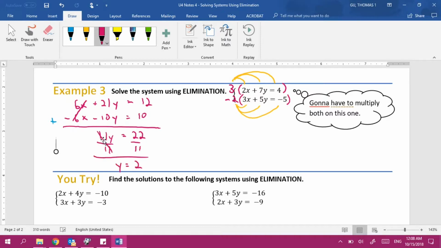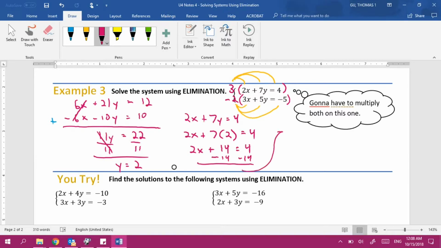And now let's plug this back into one of our original equations to solve for x. So let's do the first one. 2x plus 7y equals 4. Instead of y, I'm going to put 2. So 2x plus 7 times 2 equals 4. So 2x plus 7 times 2 is 14 equals 4. And then let's subtract 14 from both sides. So I'm going to drag this over here. That leaves me with 2x equals negative 10. And then finally, we're going to divide both sides by 2. And so x equals negative 5. So my answer here is negative 5, comma 2.